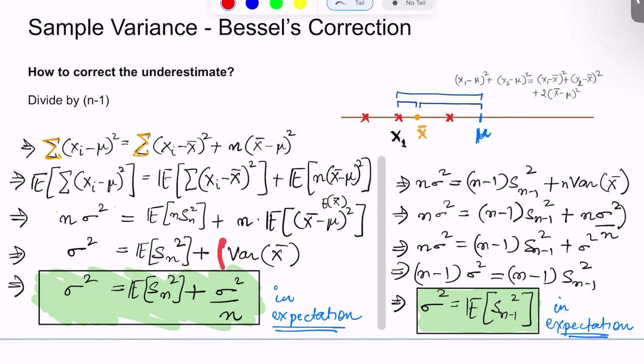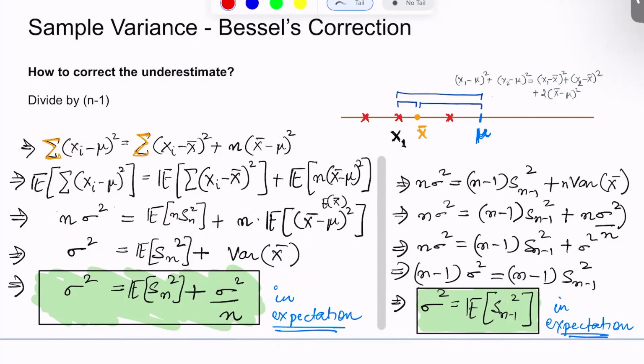We also calculated that the variance of x bar is nothing but sigma square by n in expectation. So we found that the population variance is equal to the expected sample variance plus the variance of x bar. And so this is the bias that we had earlier. So this is the offset.